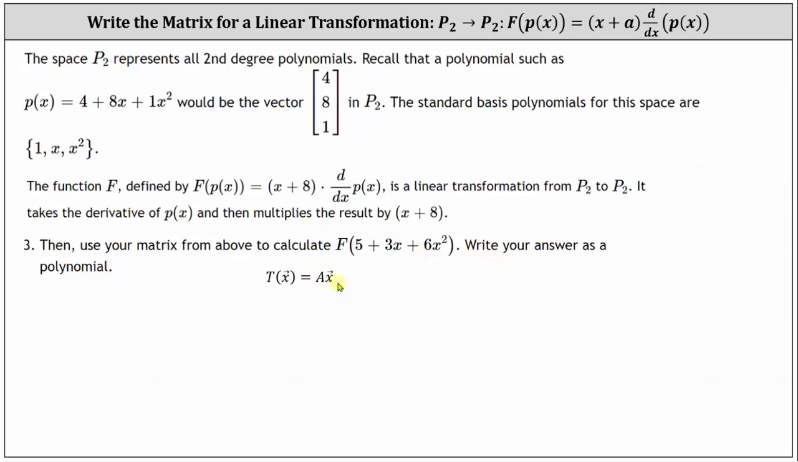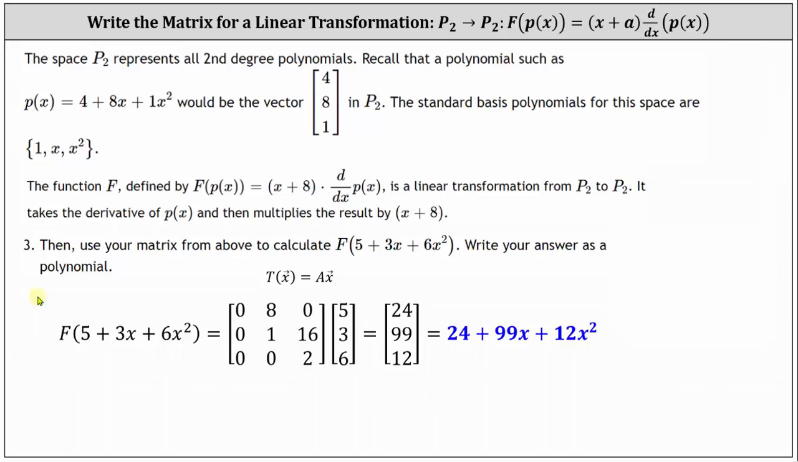Well, we already know the transformation matrix A, and we know the vector form of 5 plus 3x plus 6x squared. So to find f of the quantity 5 plus 3x plus 6x squared, we just need to multiply the transformation matrix and the vector form of 5 plus 3x plus 6x squared. Multiplying, we get the column matrix or vector 24, 99, 12, which is equal to the polynomial 24 plus 99x plus 12x squared.